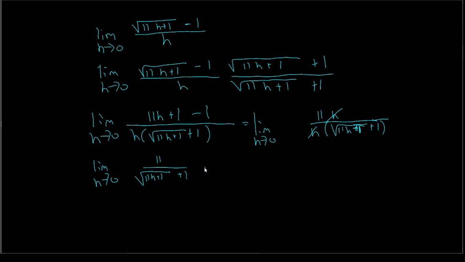And now as h goes to 0, we can get 11 over the square root of 1 plus 1, or 11 over the square root of 2.